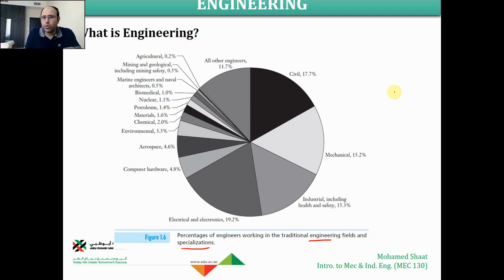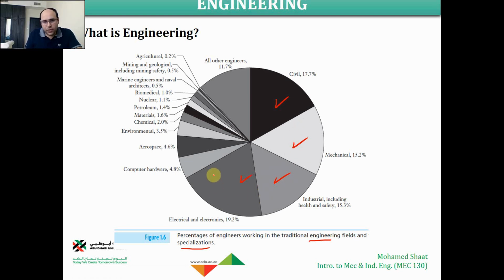It means that the percent will be a little bit shifted within the civil or the mechanical. But anyway, you're going to find that the 3 or 4 main branches of engineering are civil engineering, mechanical engineering, electrical engineering, and industrial engineering. So these are the 4 big branches in any country, whatever it is. These are the branches of engineering.